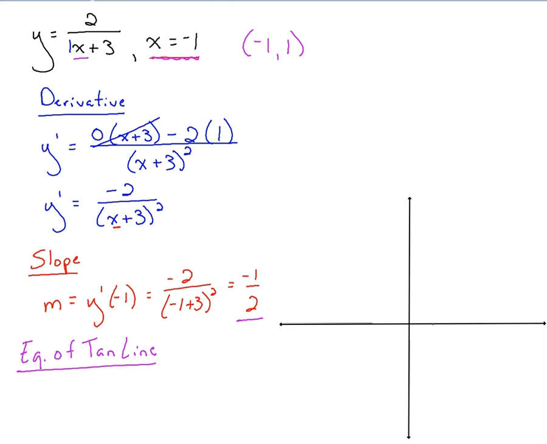So the equation in point-slope form is going to read as y minus the y value at the point, which is 1, equals our slope, which we found to be -1/2, times the quantity x minus the x value at the point. We're subtracting a -1 there, so it's going to be x plus 1. There's our equation that represents the tangent line.